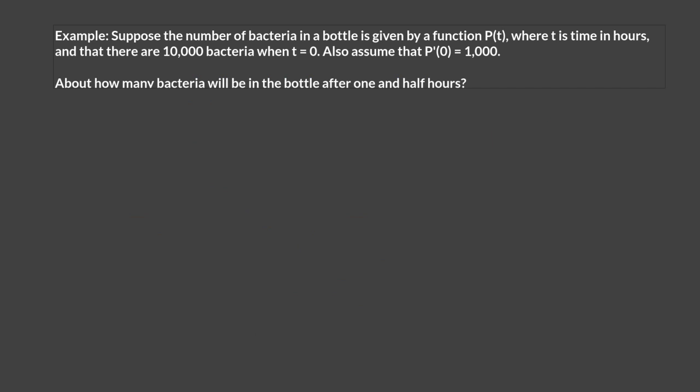In this example, we're going to be using the amount of change formula to answer this application problem. So here's the setup. We're going to suppose that the number of bacteria in a bottle is given by some function p of t where time is measured in hours. And we know that starting out, there are 10,000 bacteria. And we're also going to assume that the derivative of the function at 0 is equal to 1,000. We want to figure out how many bacteria will be in the bottle after 1.5 hours.